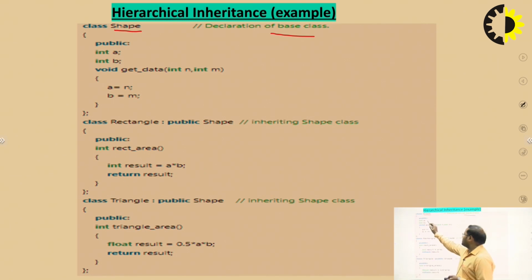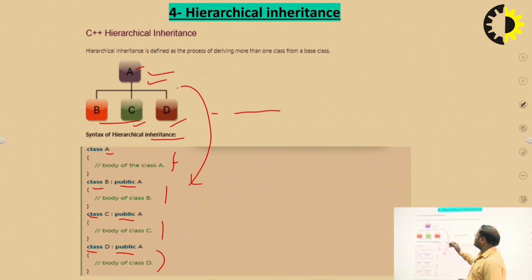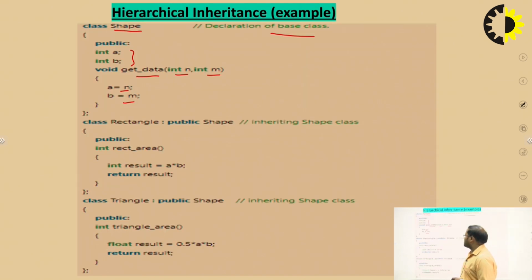In the public field I have taken two variables of type integer as data members. After the data members, a member function get data is taken, and two parameters n and m of type integer are passed here, and a is equal to n and b is equal to m. This is the shape class, which we can say is the base class.